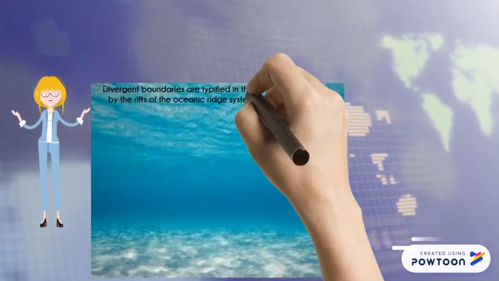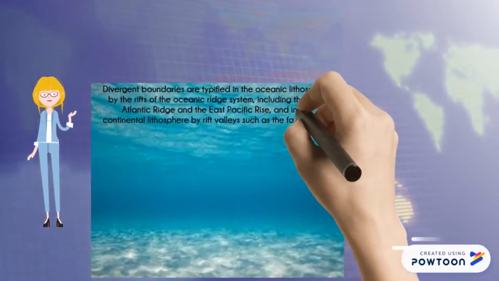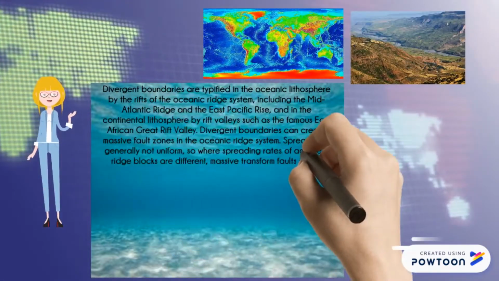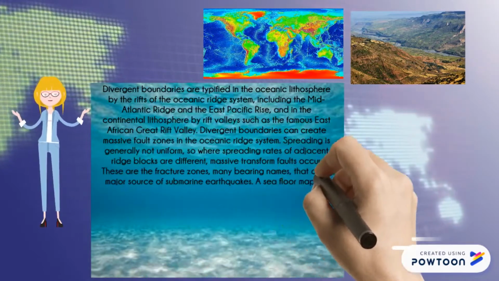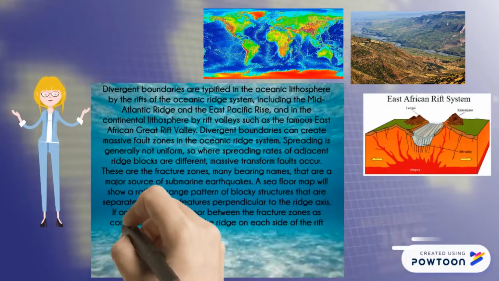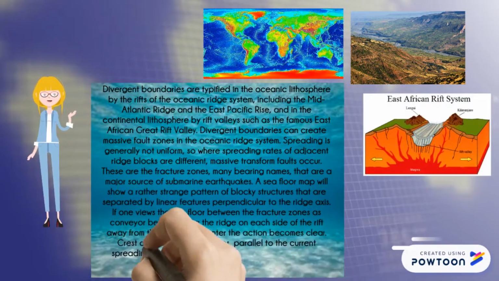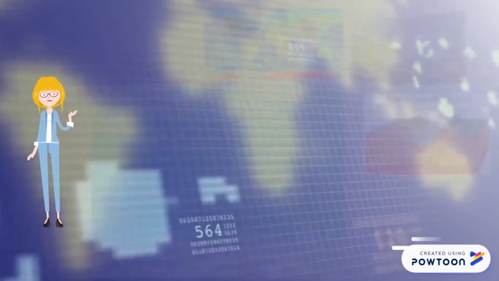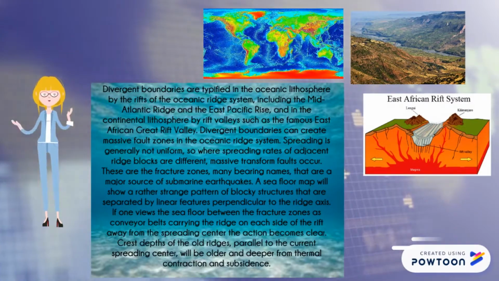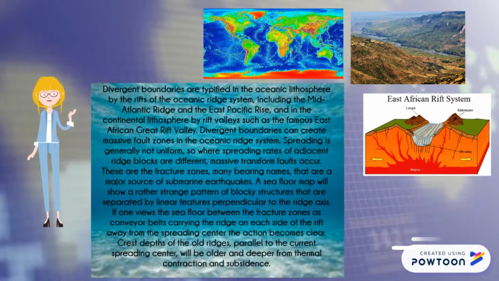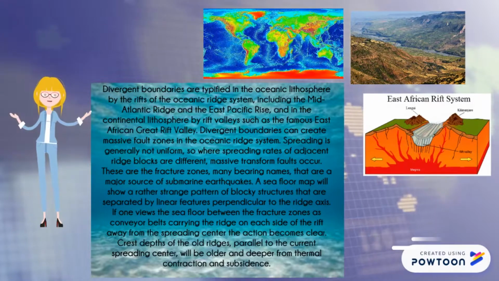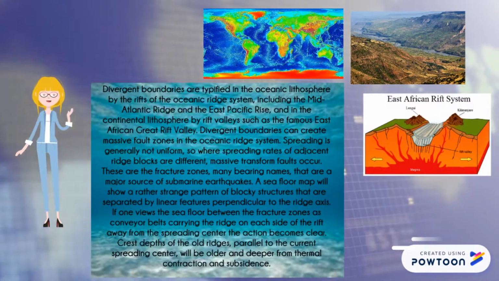Divergent boundaries are typified in the oceanic lithosphere by the rifts of the oceanic ridge system, including the Mid-Atlantic Ridge and the East Pacific Rise, and in the continental lithosphere by rift valleys such as the famous East African Great Rift Valley. Divergent boundaries can create massive fault zones in the oceanic ridge system. Spreading is generally not uniform, so where spreading rates of adjacent ridge blocks are different, massive transform faults occur. These are the fracture zones, many bearing names, that are a major source of submarine earthquakes.